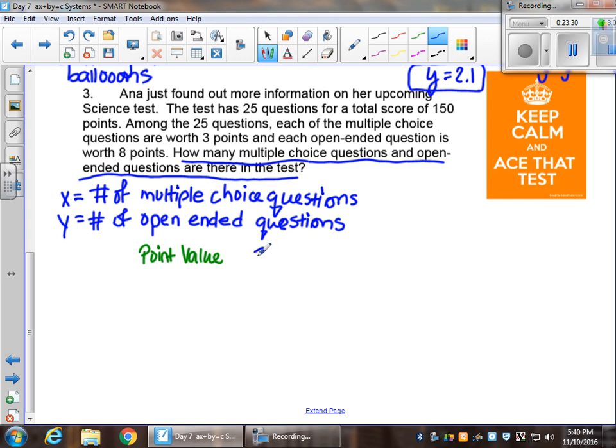So 3 points times some number of multiple choice, I don't know, but they're 3 points each. Plus, how about those open-ended? How much are the open-ended worth? Each open-ended is worth 8 points. So 8 points times some number I don't know. I don't know how many open-ended, but I do know they're 8 points each. So points plus points equals what's total points? How many points on this test? 150. So here's our first equation all about points.